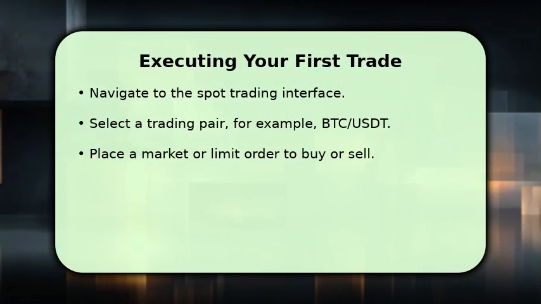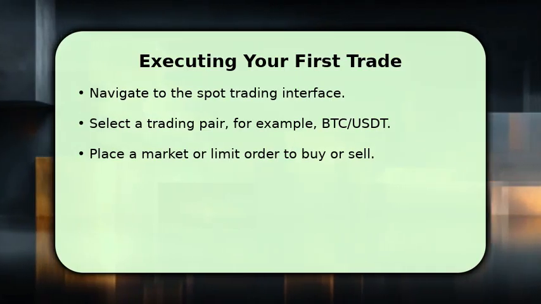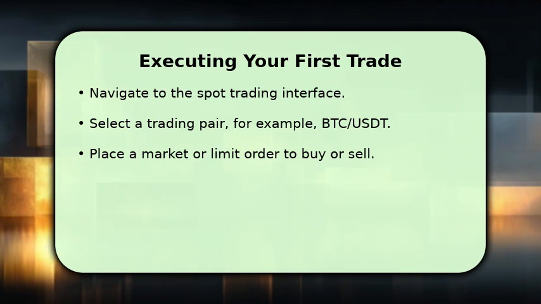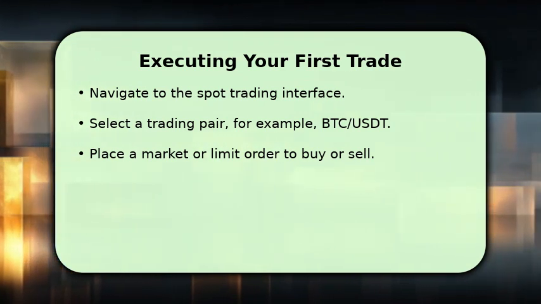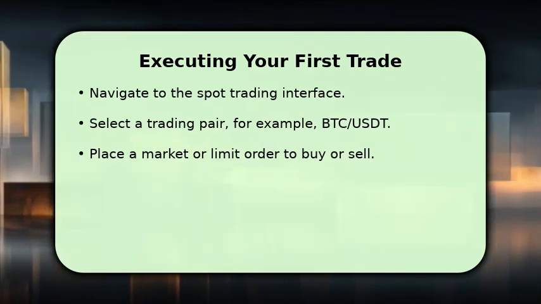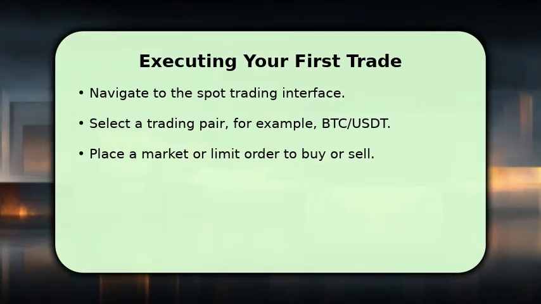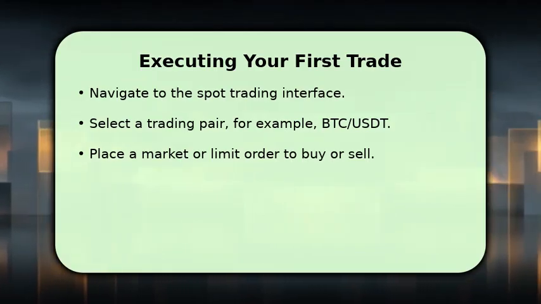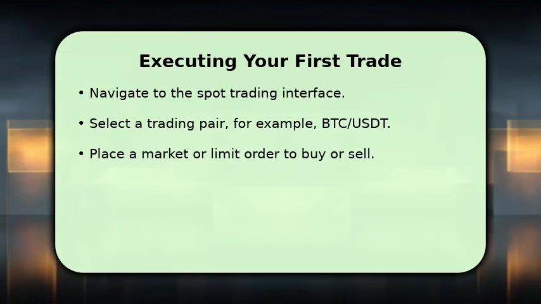With funds in your wallet, you're ready to trade. Head to the spot trading interface, which is ideal for beginners. Here, you'll select a trading pair, such as Bitcoin versus USD. You can then place an order to buy or sell. A market order executes instantly at the current price, while a limit order lets you set a specific price you wish to trade at, offering more control.